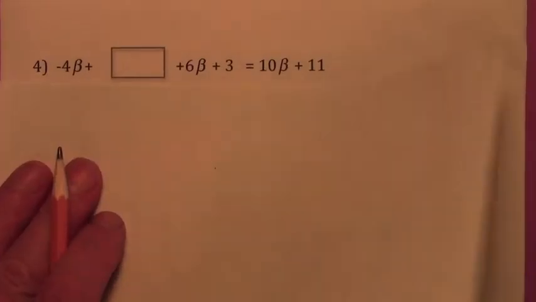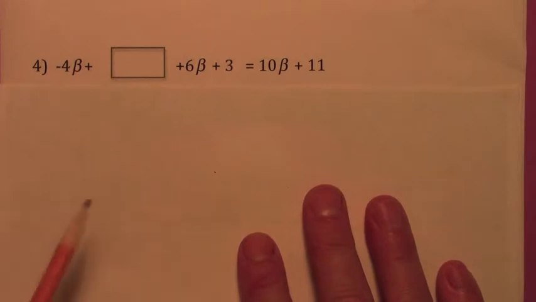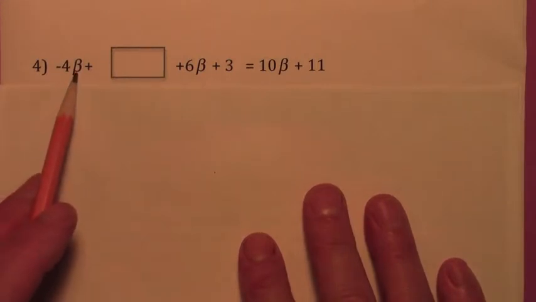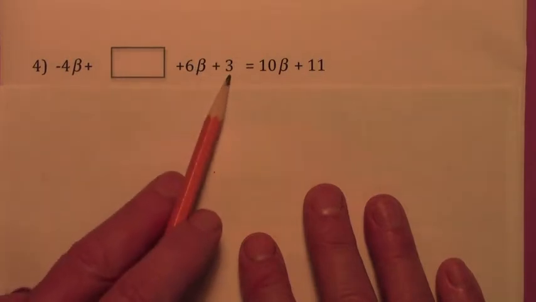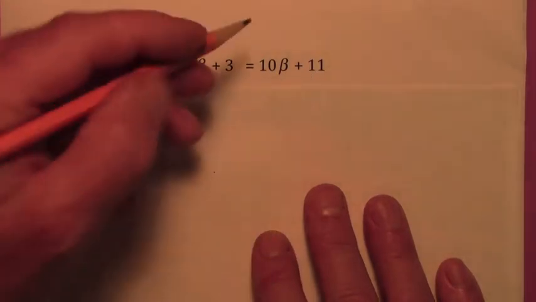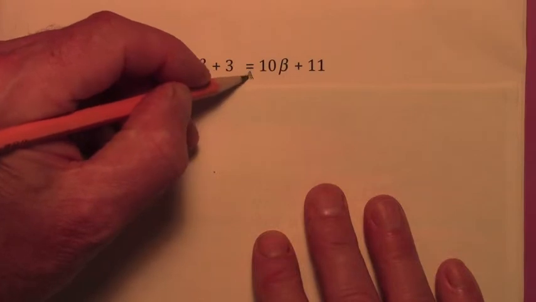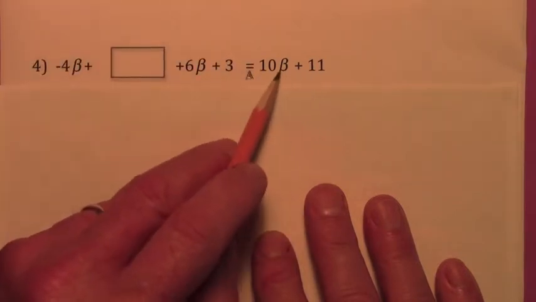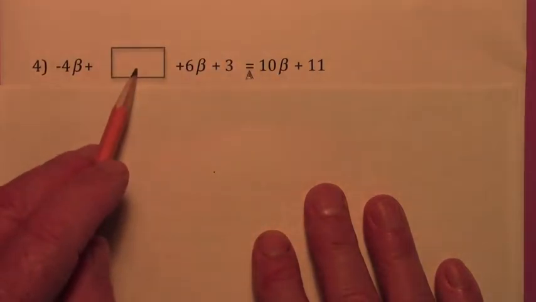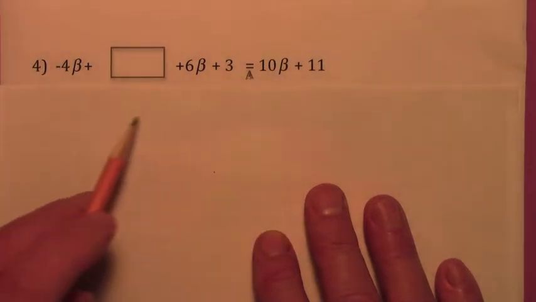So like I've been saying, if you think of them the right way, they're not that bad. Okay, so let's do a couple more and then I'll give you something to try. How about that? Negative 4 beta. Beta is like B. Negative 4 beta plus something plus 6 beta plus 3 equals 10 beta plus 11. Remember, an equal sign is a balance. So you got to have 10 beta plus 11 on both sides. And you got to put stuff in the box that makes both sides equal to this.